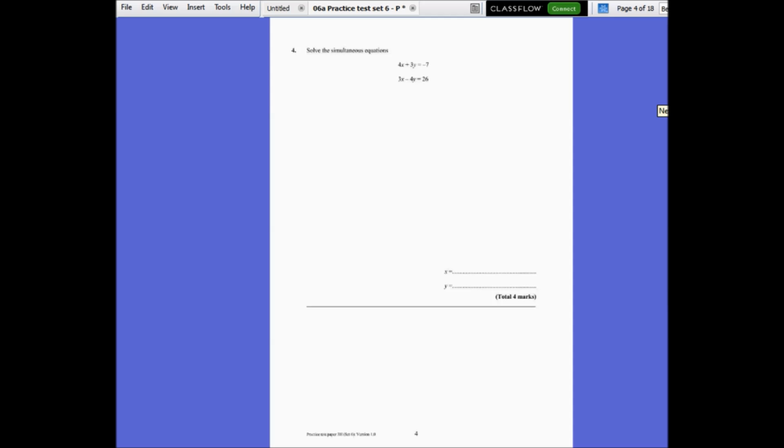Question 4. Solve the simultaneous equations 4x plus 3y equals minus 7, 3x minus 4y equals 26. To solve simultaneous equations, we need both equations to have the same term in them. So I'm going to multiply the first one by 3 and the second one by 4 so that we have 12x's in each. The first one will go to 12x plus 9y equals minus 21, and the second one will go to 12x minus 16y equals 104.